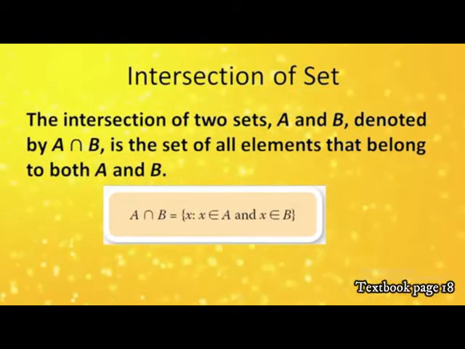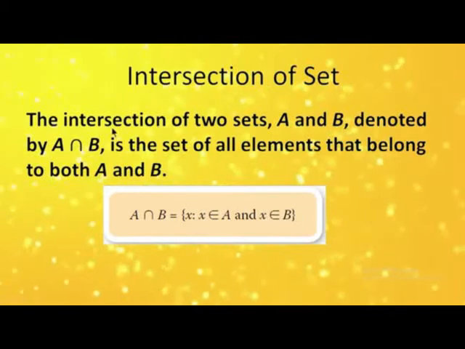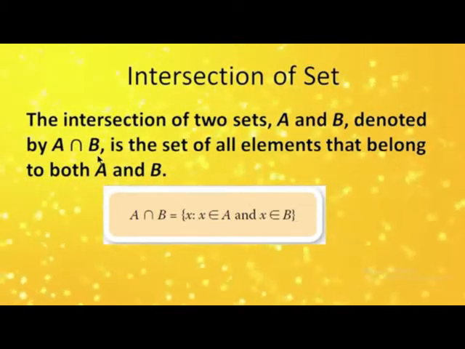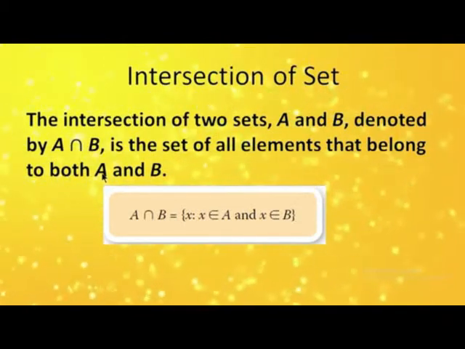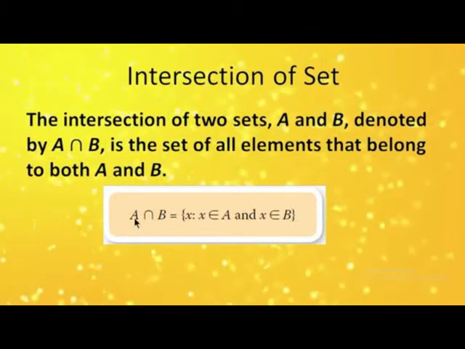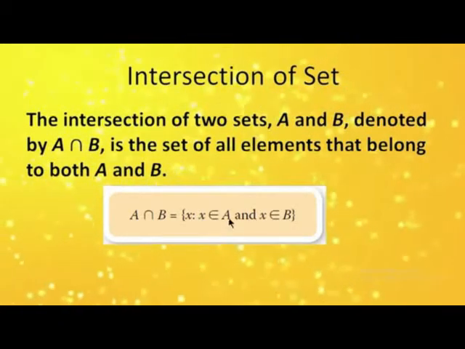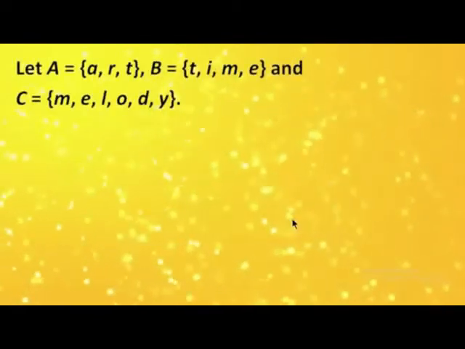Intersection of sets. The intersection of two sets A and B, denoted by this, is called A intersection B. It is the set of all the elements that belong to both A and B. So the elements of A intersection B equal X, where X belongs to A and X also belongs to B. Let's jump to the example.